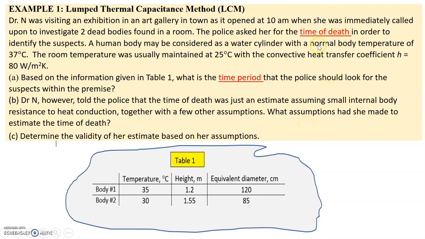Here, I have highlighted time of death and time period to focus your mind on the transient problem. So in Table 1, we have 2 bodies. The first body was found at 35 degrees C at 10 a.m. The second body was found at 30 degrees C at 10 a.m. So the second body is probably dead for a longer period of time compared to body 1 because the initial temperature of a normal person is 37 degrees C.